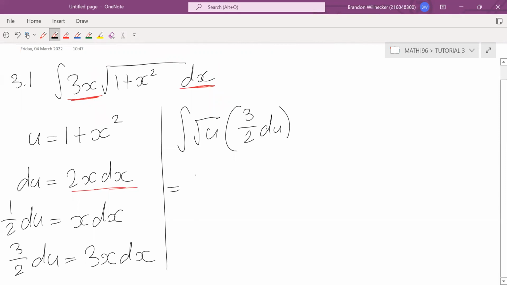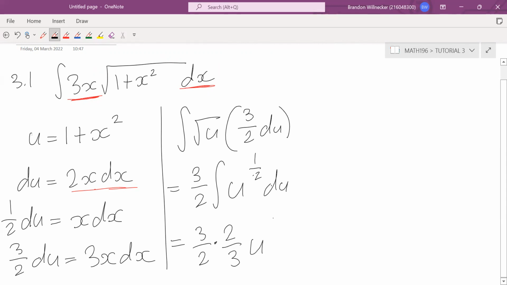So we can clean this up a bit. So we have 3/2 on the outside, the integral of u to the 1/2 du. So this gives us 3/2 times, we add 1 to the exponent to make it 3/2. Then we divide by 3/2, but that's the same thing as multiplying by 2/3. U to the 3/2, and don't forget your plus c. Now 3/2 times 2/3, that cancels.